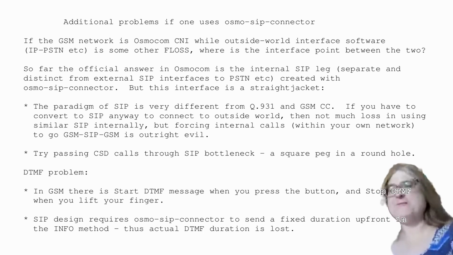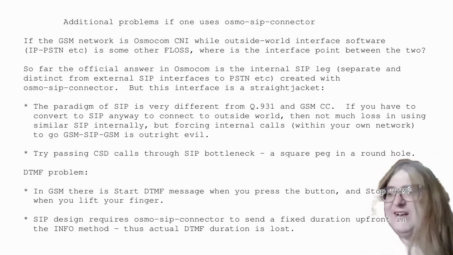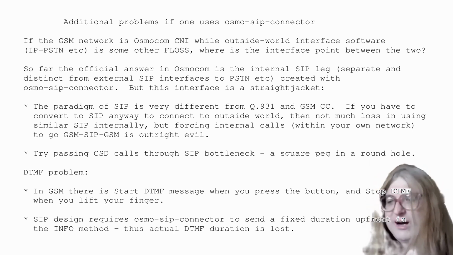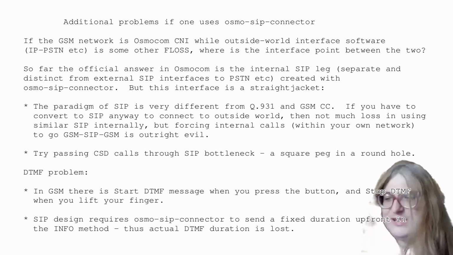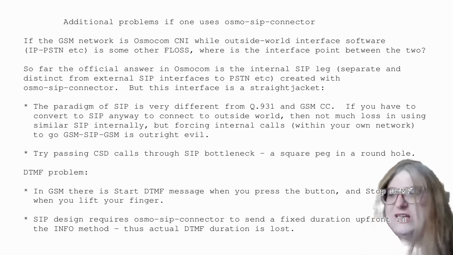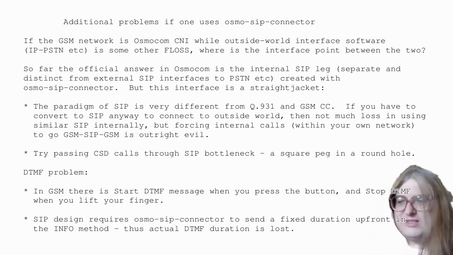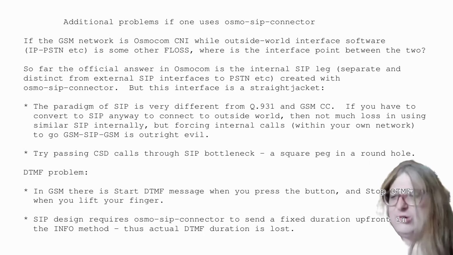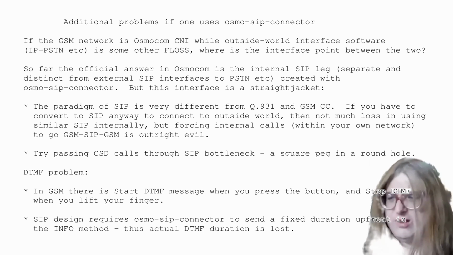And so up front, when the start DTMF message is generated, and when the MSC receives that message, you have no way of knowing how long that button will be pressed. But that doesn't play with the SIP paradigm, the Osmo SIP connector, because as soon as it receives the start DTMF message, it immediately does the INFO method on the SIP leg. And in that INFO method, you have to give the DTMF duration up front. And it just uses some kind of hard-coded constant duration there.